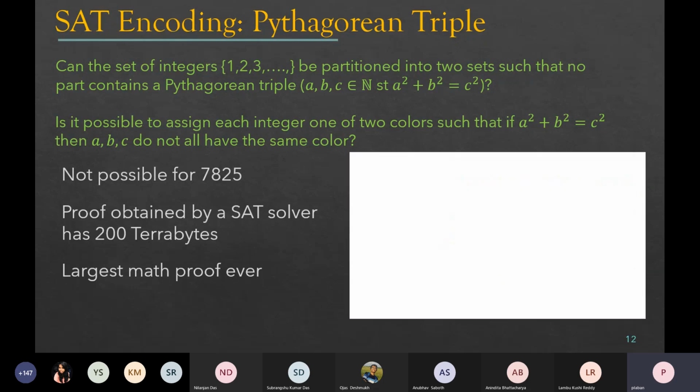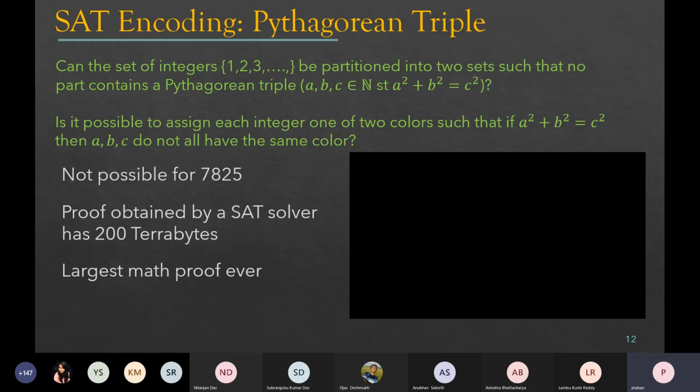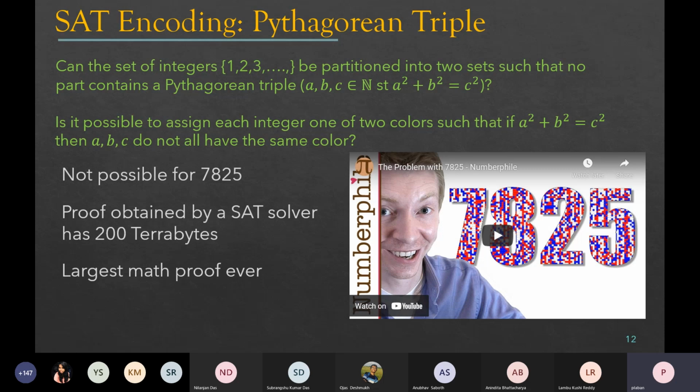The first problem that we'll be picking up for SAT encoding is a number theoretic problem. And this particular problem concerns the Pythagorean triple problem. And you know Pythagorean triples, right? So if you have a relationship between these three numbers, say a squared plus b squared equals c squared, then we say that a, b, c is a Pythagorean triple.